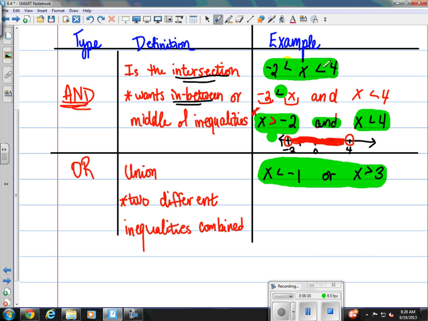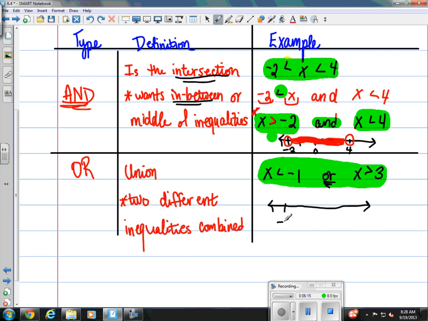So right here, the word OR tells you exactly what type of compound you're dealing with. It also says two different ones, so it gives me 1, 2. And all we have to do now is just graph it. Whenever it says inequalities combined, we mean combined on the same number line.